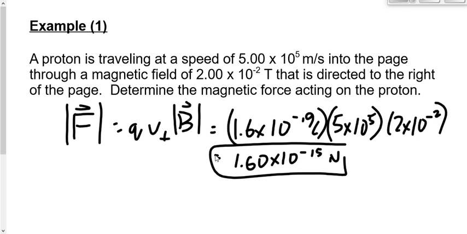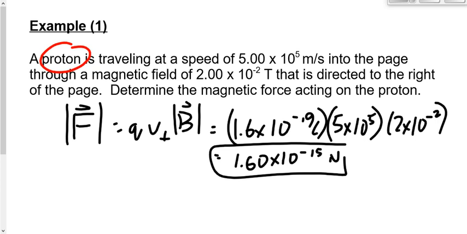So we're going to say thumb in the direction of the particle. We should have circled this in red to draw attention to the fact that it's a positive particle. Right thumb traveling into the page. Magnetic field directed to the right side of the page. Palm's going to point which way? Towards the bottom of the page.